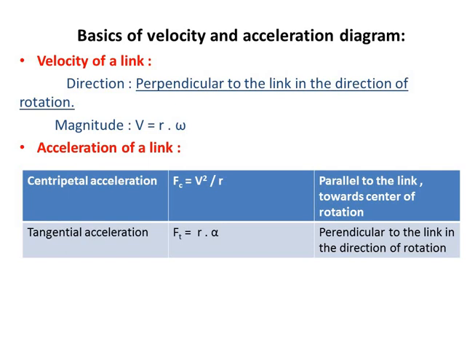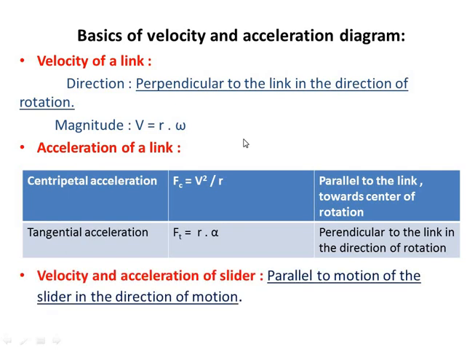rotation of the link. And the tangential acceleration Ft will be given by r into alpha, where r is the length of the link and alpha is the angular acceleration of the link, and its direction will be perpendicular to the link in the direction of rotation. So we will see this in detail when we will draw the acceleration polygon. So this is for a velocity and acceleration of a link if the link is having turning motion.